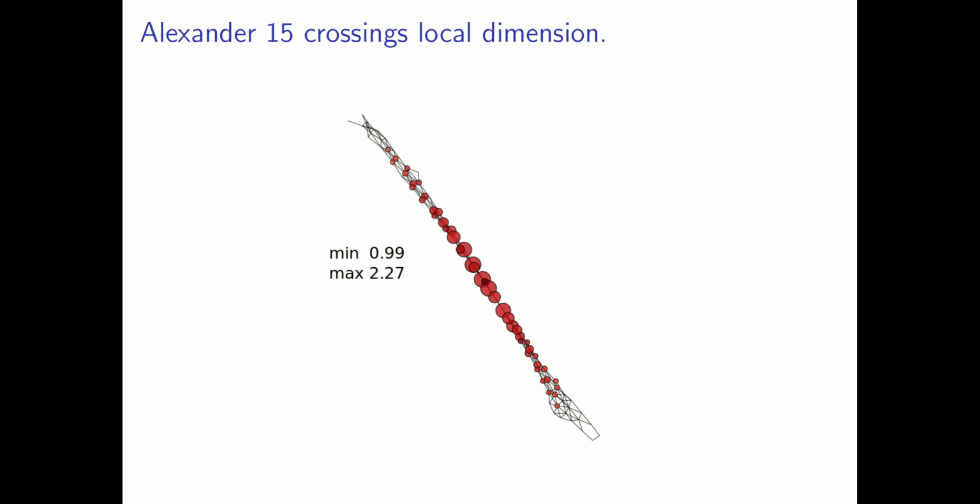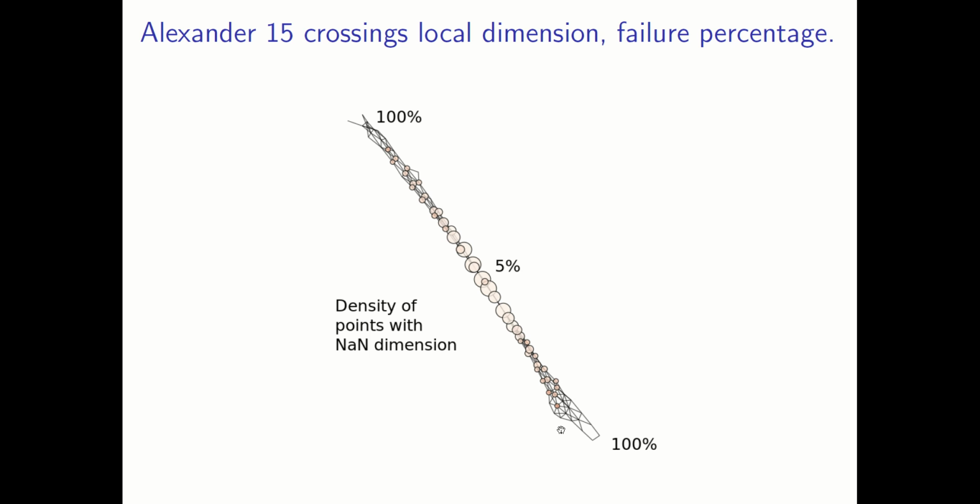So for the space of Alexander polynomials, we see that in most cases the dimension seems to be 2. Towards the periphery, the dimension drops to 1. However, those estimators may fail in certain cases, and here is the percentage of cases in which they fail. They fail roughly in 5% of cases where we are somewhere in the middle of the structure, and they fail essentially every time when we are in the periphery.